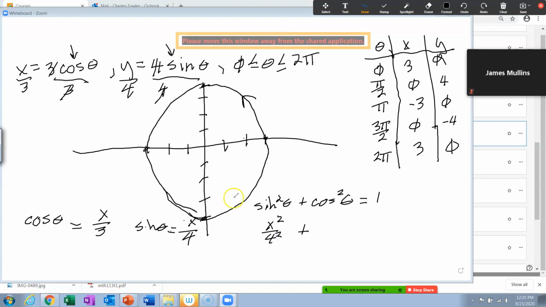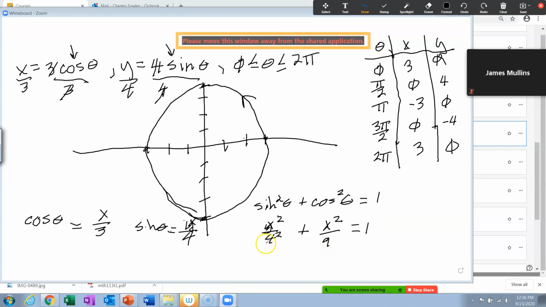plus cosine is x over 3, so that's x squared over 3 squared. Sorry, you were going to let me get away with that, weren't you? Y'all let me get away with that too. Y'all are not catching me at anything here. You're leaving me out here to dry. And cosine is x squared over, I'm going to write it 9 this time, and that's equal to 1.